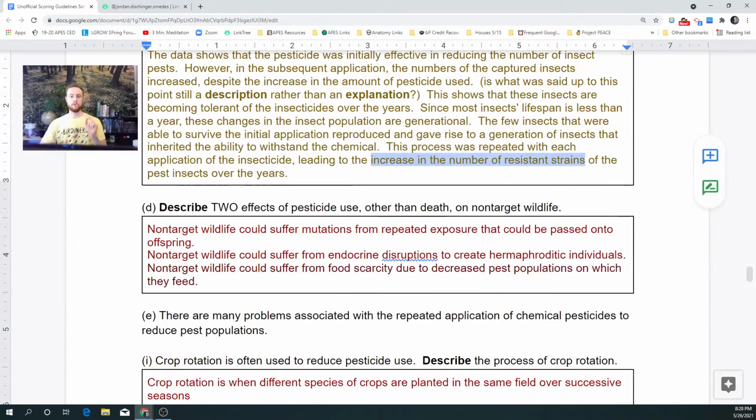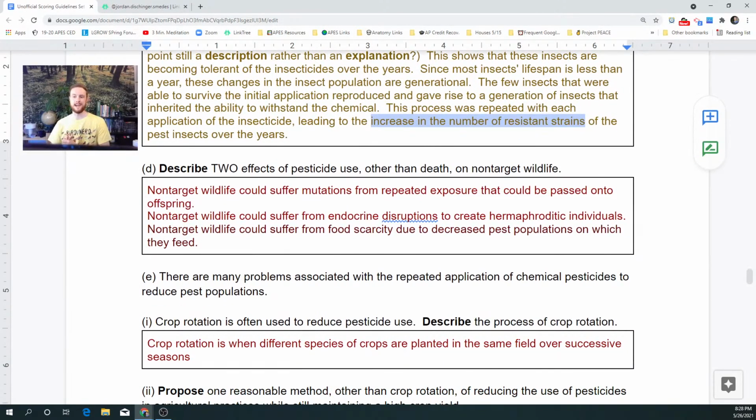Okay, describe 2 effects of pesticide use other than death on non-target wildlife. So endocrine disruption, great answer here. You could have hermaphroditic individuals. This is sad because these individuals have both male and female parts and they're incapable of reproducing.